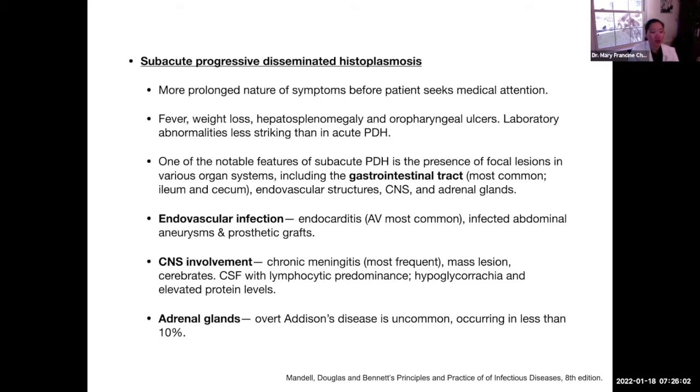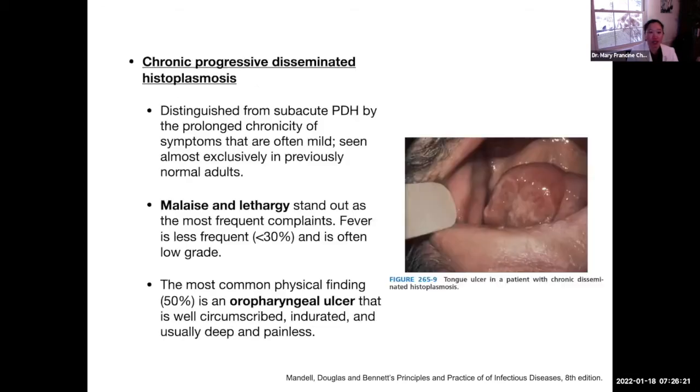Adrenal glands usually, when adrenal gland involvement is confirmed, it's usually, unfortunately, during autopsy. But really overt Addison's disease is uncommon, even if the adrenal glands are involved, occurring in less than 10% of patients. And then you have your chronic progressive disseminated histoplasmosis.